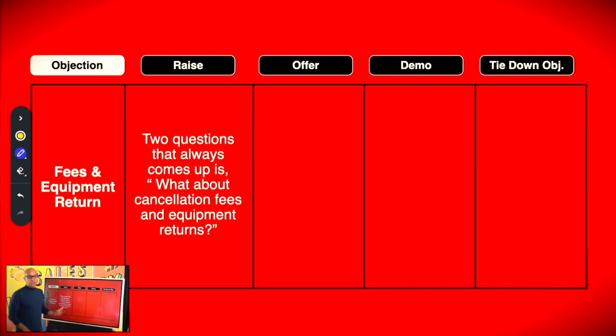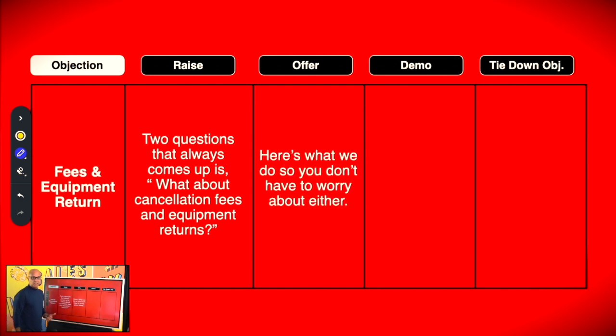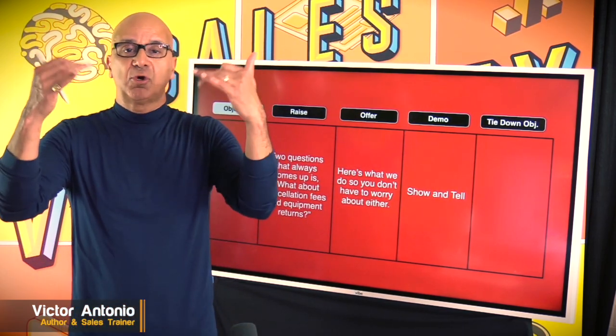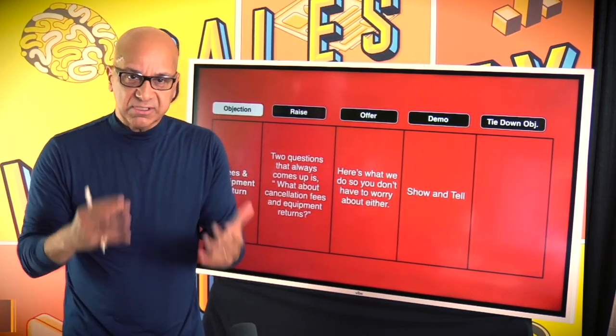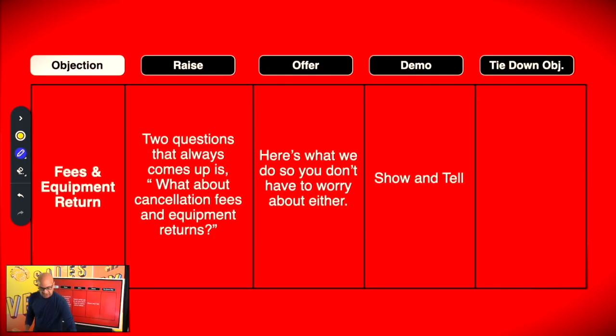Now, two questions that always come up are, what about cancellation fees and equipment returns? How does that work? Now, again, you raise the objection, like, thank God he raised the objection. Then you say something, you offer to resolve. Well, here's what we do so you don't have to worry about either. And then you'll talk about, again, the show and tell pieces where you'll talk about how you're going to basically take the equipment, you're going to go return it. Your company will guarantee that they'll absorb any cancellation fees associated with their existing contract. And then you say something like this.